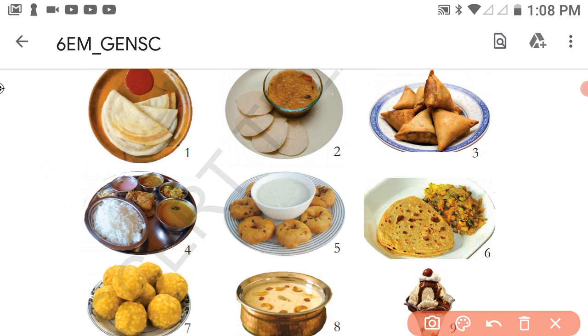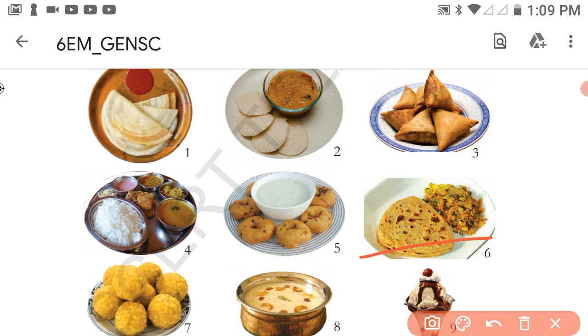Am I right? Yes. Now the next one is vada and curd. Now this we have along with lunch and dinner also, but it is most commonly eaten as breakfast. Okay, mostly it is eaten as breakfast.